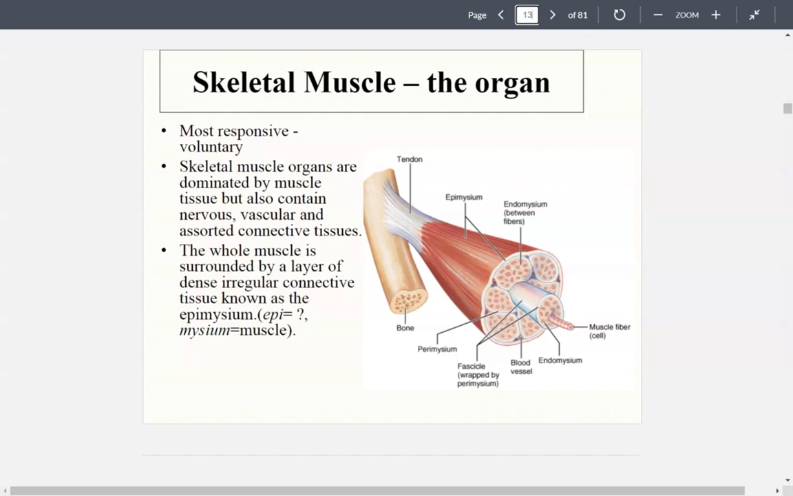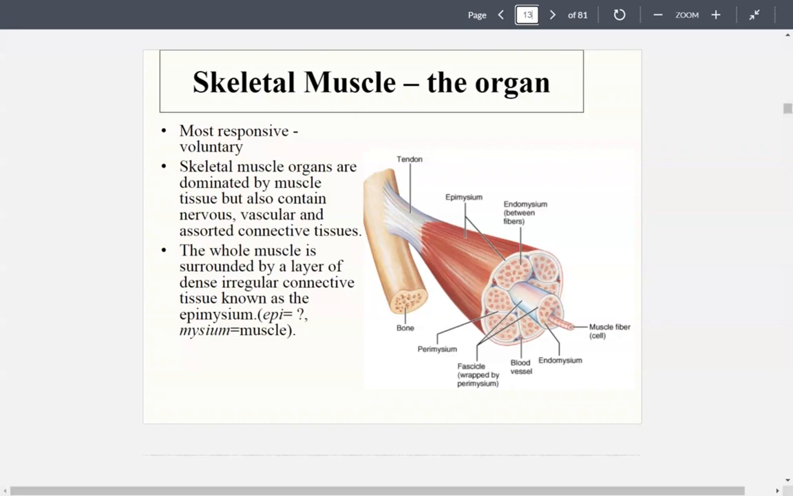If I'm looking at the other muscle types, I cannot control that. I cannot choose to contract my heart. It is going to do it automatically. And that is one of the big differences between skeletal muscle and the other two muscle types. Skeletal is the only one that is voluntary. Skeletal muscle is going to be dominated by that muscle tissue.